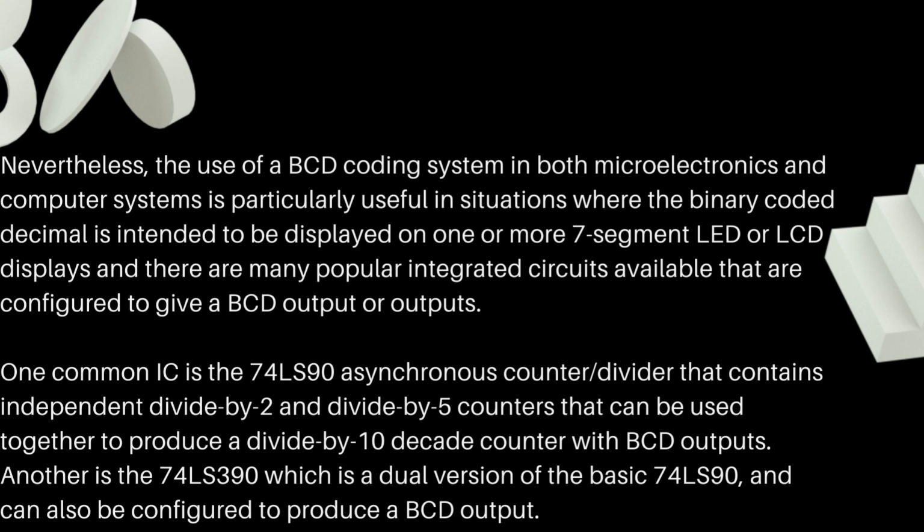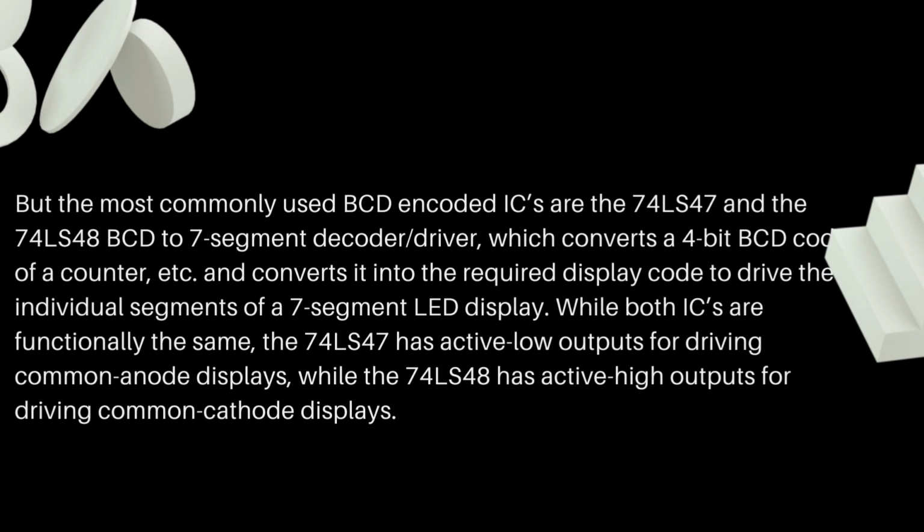Another is the 74LS390, which is a dual version of the basic 74LS90, and can also be configured to produce a BCD output. But the most commonly used BCD encoded ICs are the 74LS47 and the 74LS48 BCD to 7-segment decoder/driver, which takes a 4-bit BCD code from a counter, etc., and converts it into the required display code to drive the individual segments of a 7-segment LED display. While both ICs are functionally the same, the 74LS47 has active low outputs for driving common anode displays, while the 74LS48 has active high outputs for driving common cathode displays.